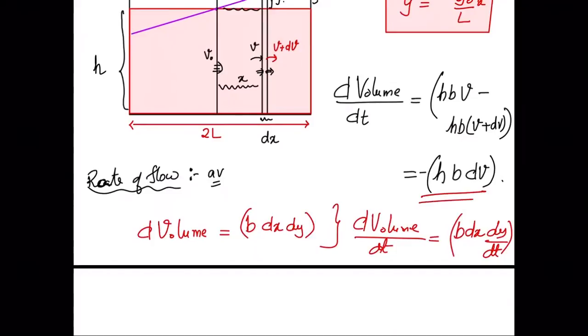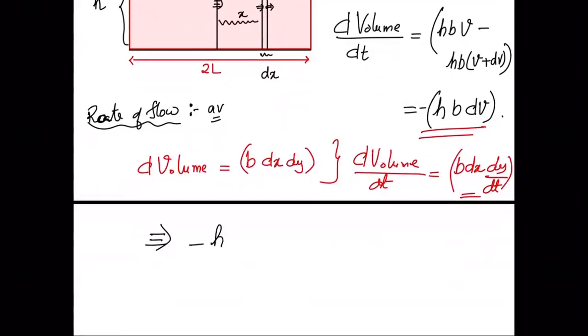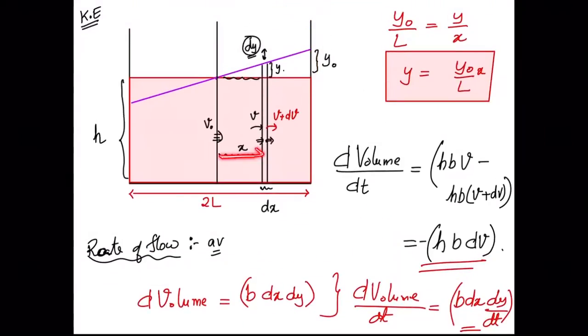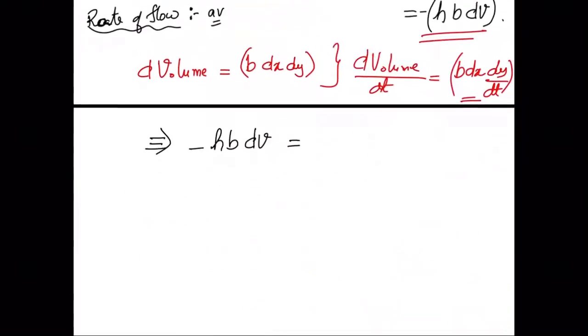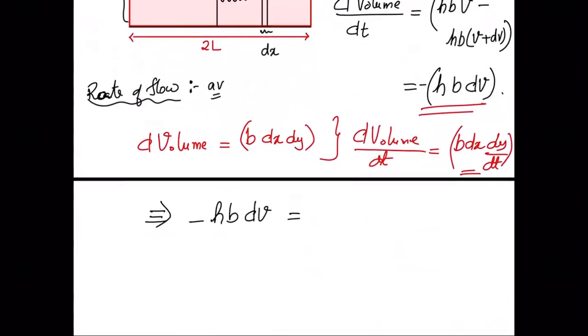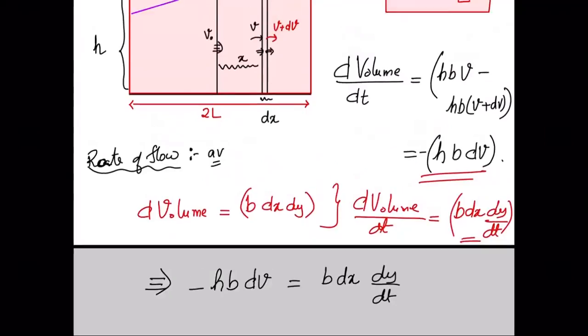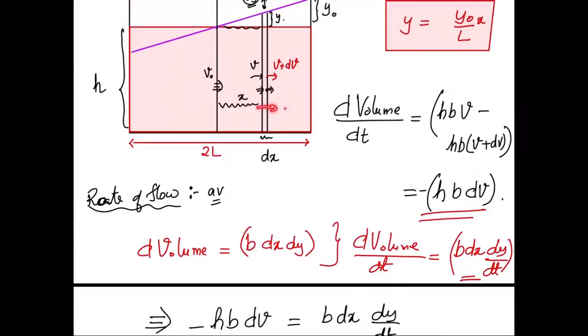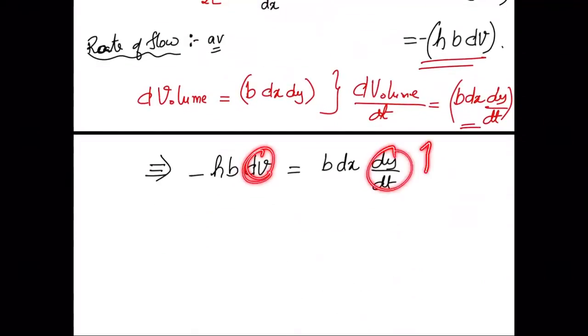So I will equate this term and this term. So my equation: minus h b into dv, which is the change in velocity, and I'm talking about at different x, the change in velocity at any x is dv. So minus h b into dv is equal to b into dx into dy by dt. Obviously, when my dv is negative, the height will increase, my dy by dt will be positive. Anyway, the relation I get here is minus h into dv is equal to dx into dy by dt.